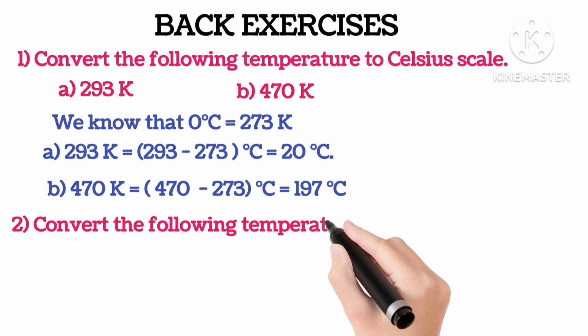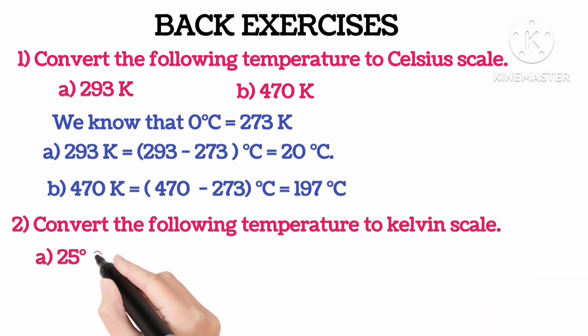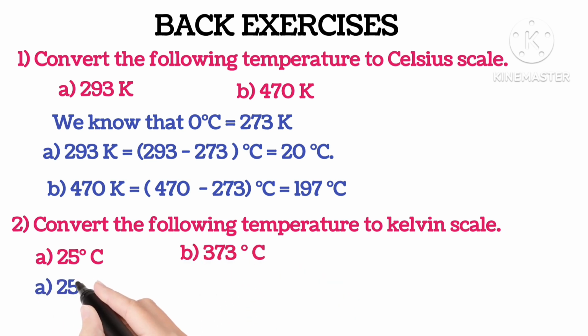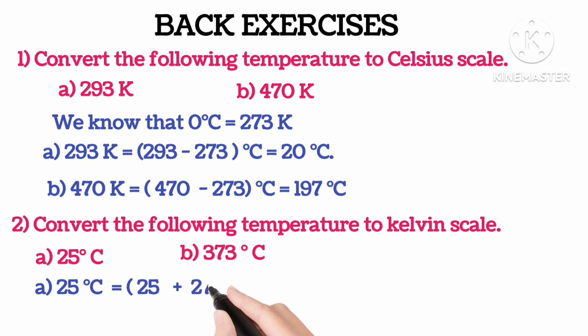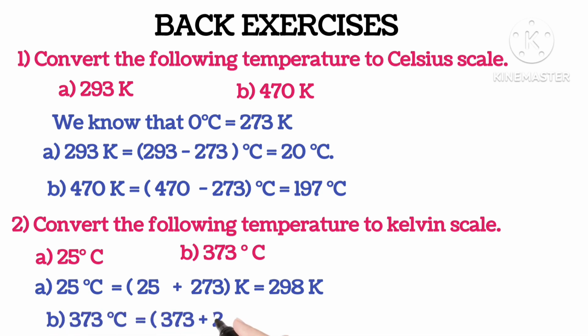Now convert the following temperatures to Kelvin scale: A, 25 degrees Celsius and B, 373 degrees Celsius. So 25 degrees Celsius will be 25 plus 273, that will be 298 Kelvin. And 373 degrees Celsius will be 373 plus 273, that will be 646 Kelvin.